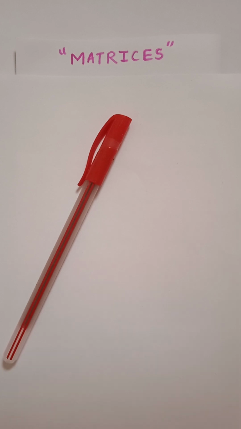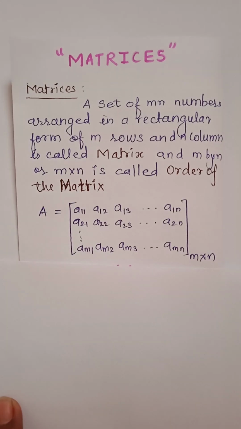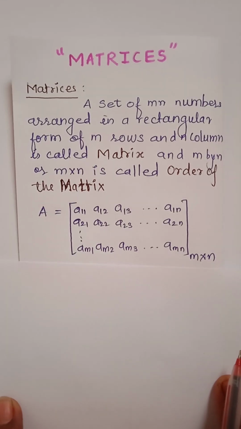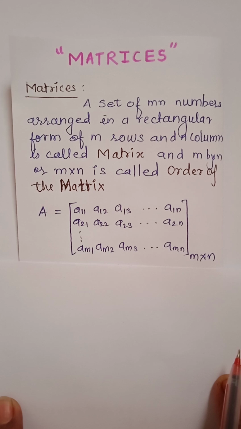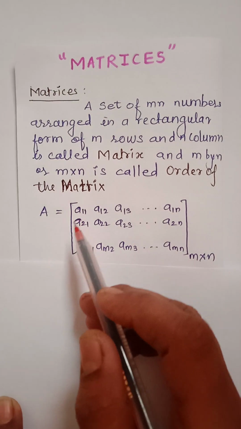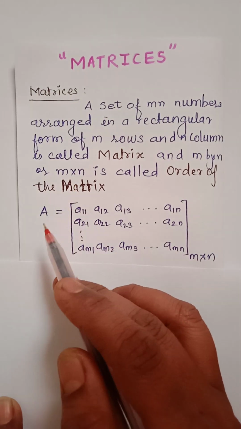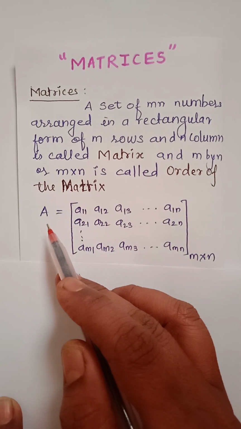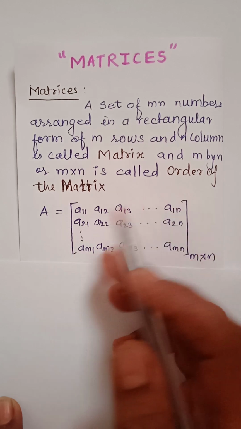Let us know what is matrices. A set of mn numbers arranged in a rectangular form of m rows and n columns is called a matrix, and m by n or m cross n is called the order of the matrix. Matrices are always denoted by capital letters A, B, C like this.